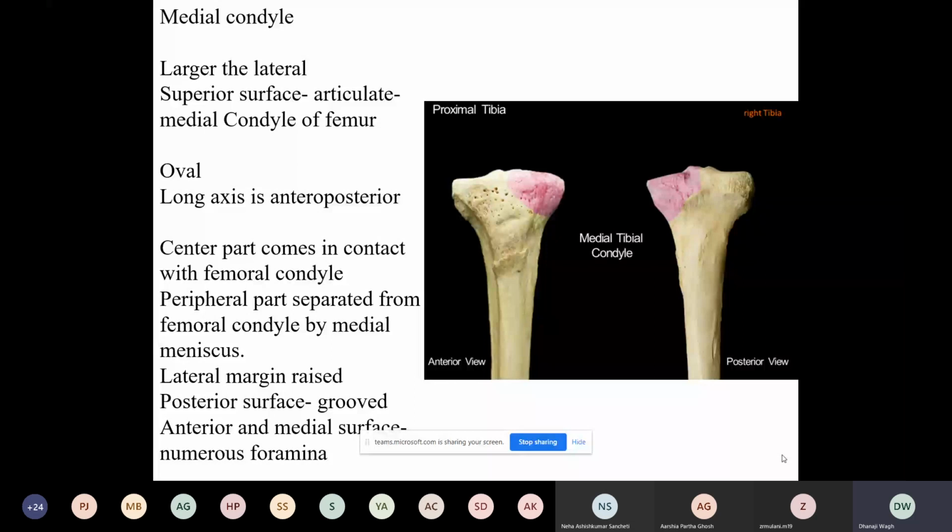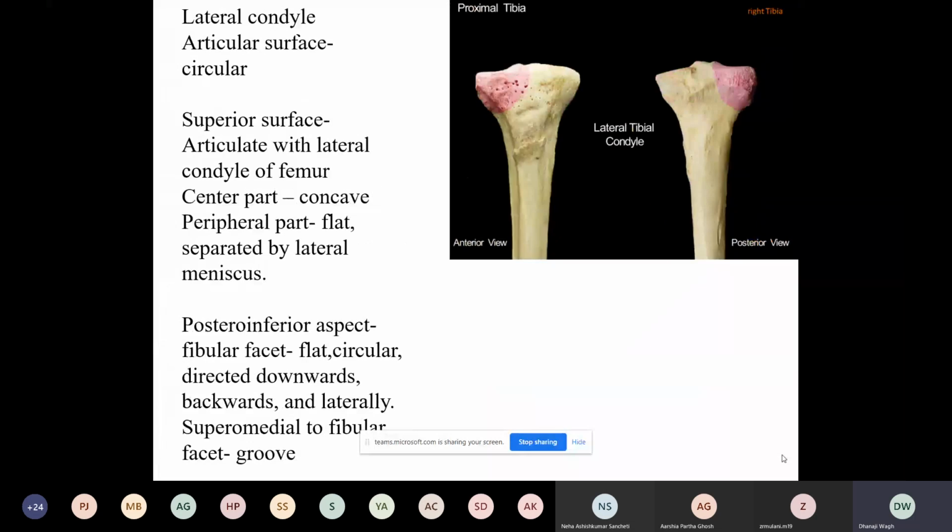See this lateral condyle, which has an articular surface that is circular in shape. Its superior surface articulates with the lateral condyle of the femur. Its central part is concave and its peripheral part is flat, which is separated by the lateral meniscus. Posteroinferiorly, there is a fibular facet, a flat circular facet directed downwards, backward and laterally, for articulation with the fibula. Superomedial to the fibular facet, there is a groove.